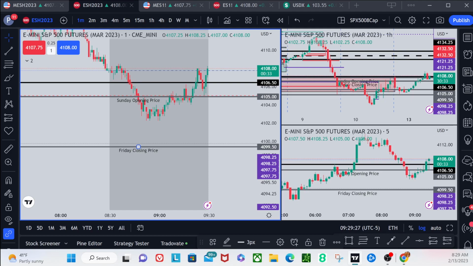And if you look at the ES chart on the right-hand side, and again, this is a 5-minute chart. We'll drop down to a respective lower time frame if there's a necessity for it, but right now there isn't. The opening price Sunday for ES came in at 40.